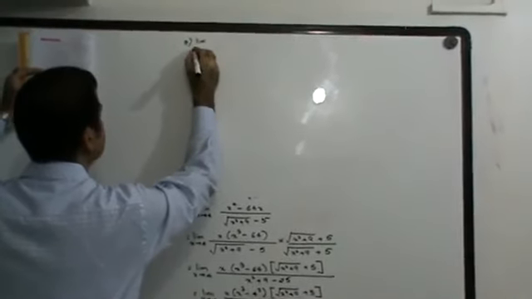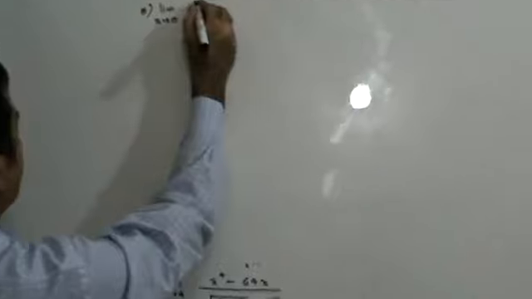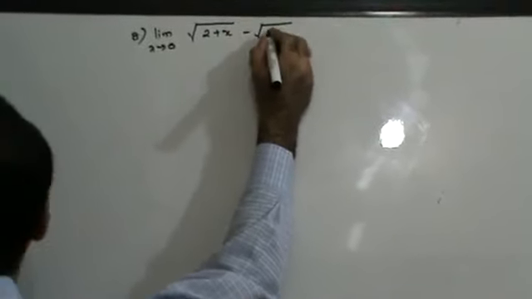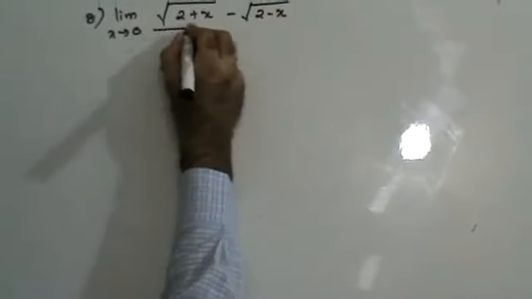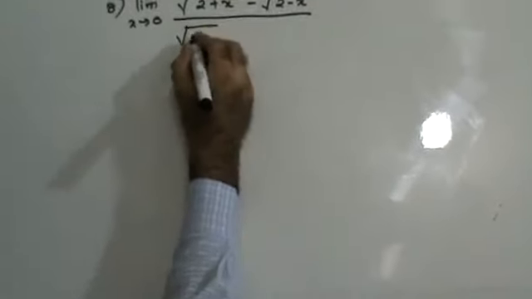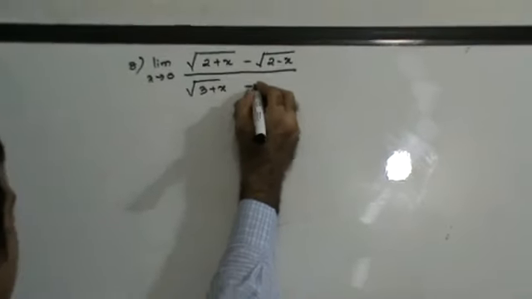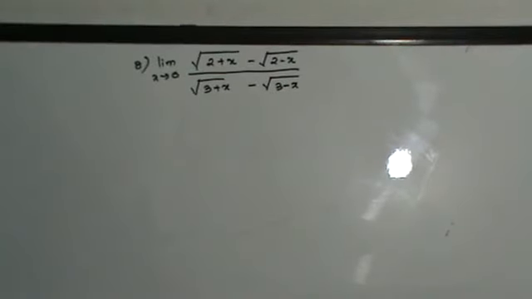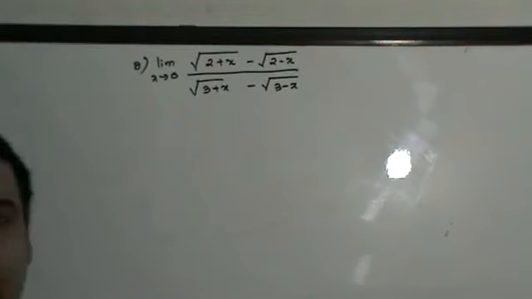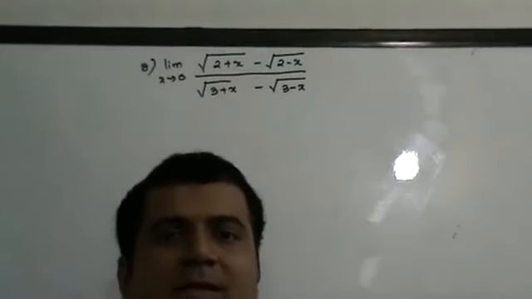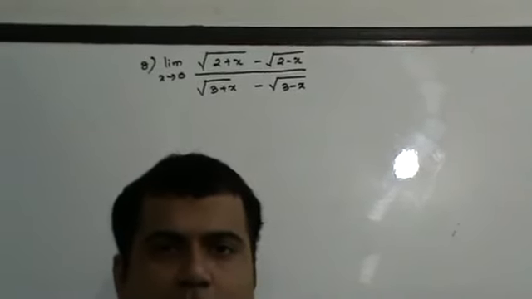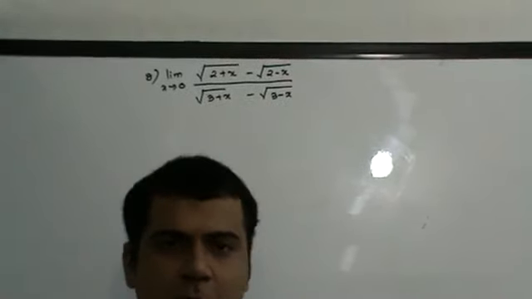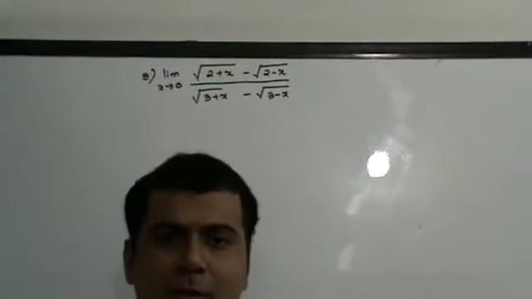Limit of x tends to 0, root of 2 plus x minus root of 2 minus x upon root of 3 plus x minus root of 3 minus x. Here we have a square root sign both in the numerator as well as the denominator. Since I have a square root sign both in the numerator as well as denominator, what I would have to do here is I would have to rationalize both the numerator as well as the denominator.